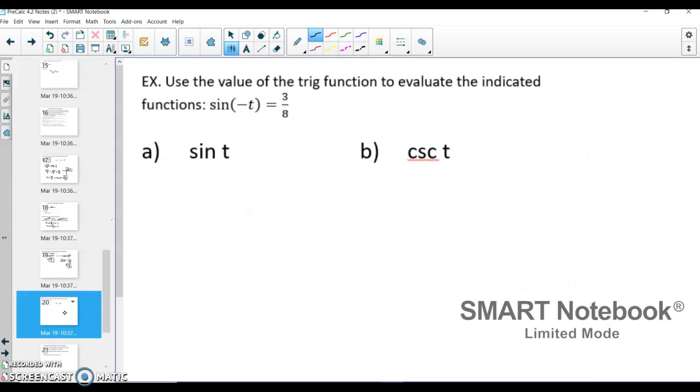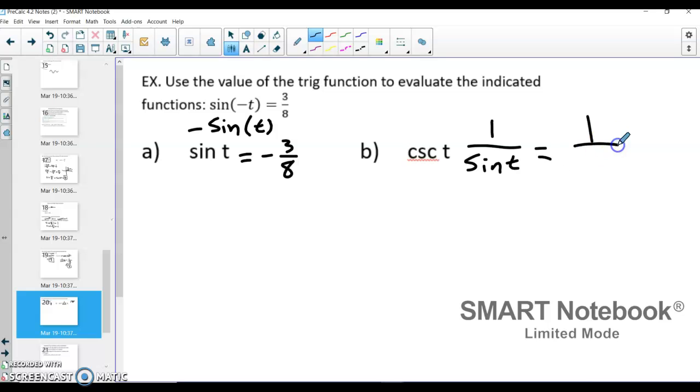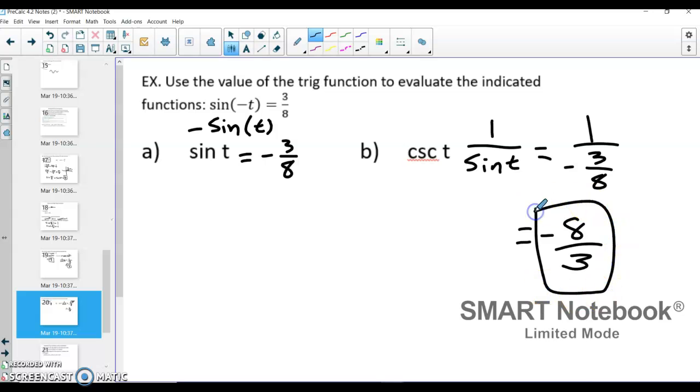Okay, the sine of negative t equals 3/8. Well, the sine of negative t is the same thing as the negative sine of positive t, and so this would become negative 3 over 8. And my cosecant here is the same thing as 1 over the sine of t. We know the sine of t to be negative 3/8, so that's 1 over negative 3 over 8, which changes to negative 8 over 3 as your answer.